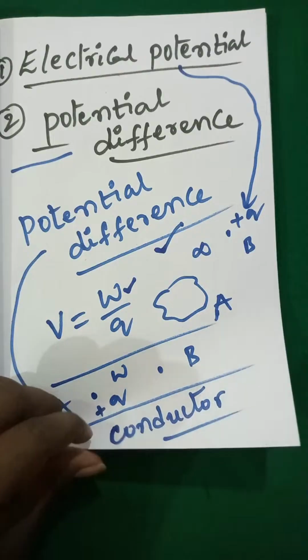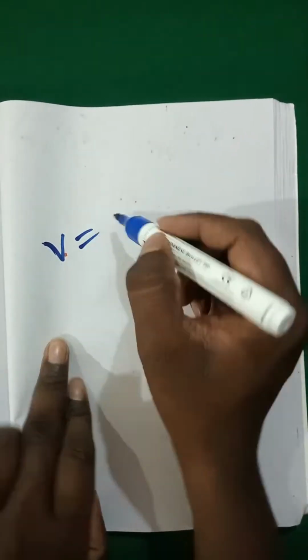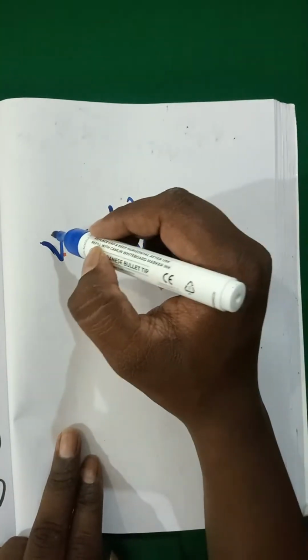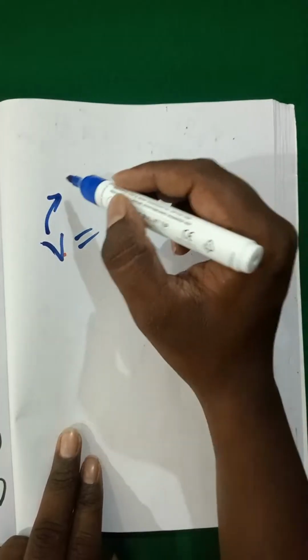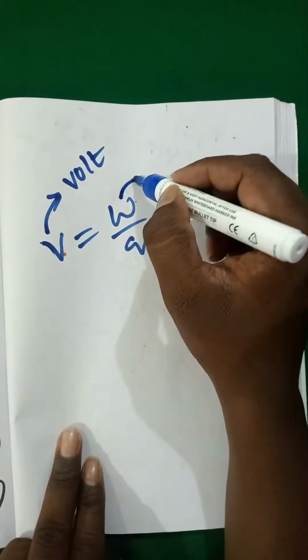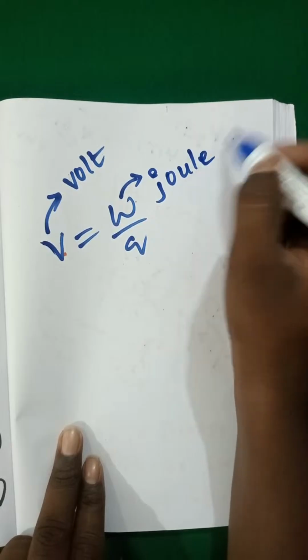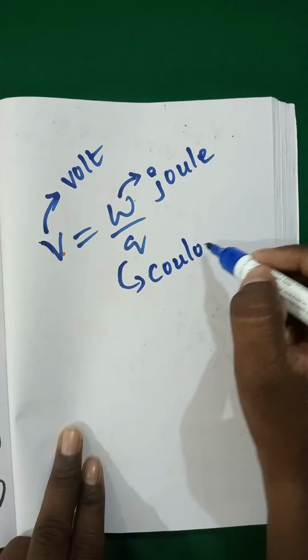So now I am taking V equal to IR. V equal to W by Q, right? What is the SI unit of potential difference? The SI unit of potential difference is volt. The SI unit of work is joule. The SI unit of charge is coulomb.